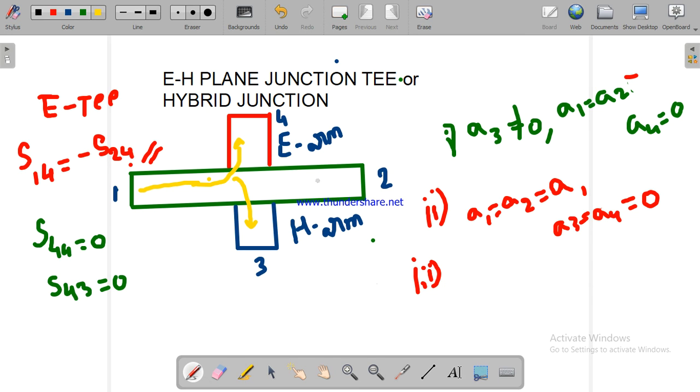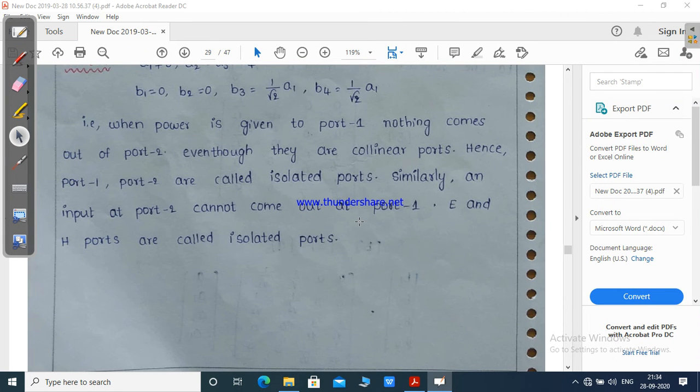Similarly, if you give port 2 as input, at port 3 and port 4 we get the output. We cannot observe any output at port 1. A few minutes back we discussed this in a different way: if you take both port 1 and port 2 as inputs, the outputs we get are at 3 and 4. We discussed that. Actually, if you take only one port as input, there is no output at port 1. You can observe output at port 3 and port 4. This is the thing.